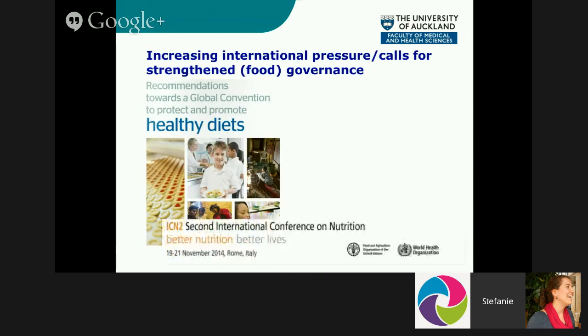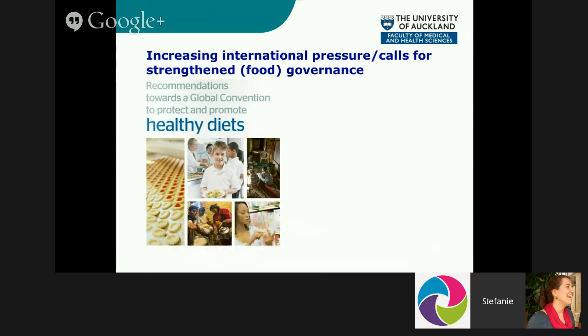So the next thing is increasing international pressure on governments and the food industry to act. And actually there's a lot happening in this space. I'm going to go quite quickly over it. Consumers International and World Obesity have published some recommendations towards a global convention to protect and promote healthy diets. So mainly modeling it on the one that is in place for tobacco control. So to have something similar to promote healthy diets.